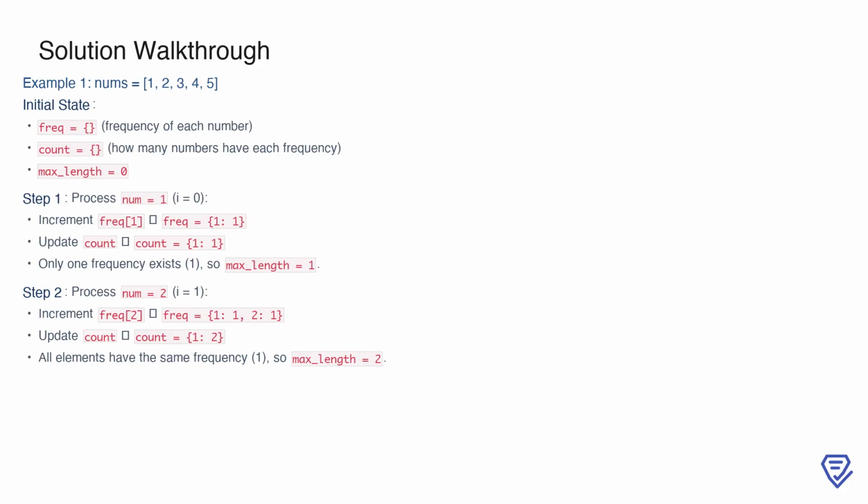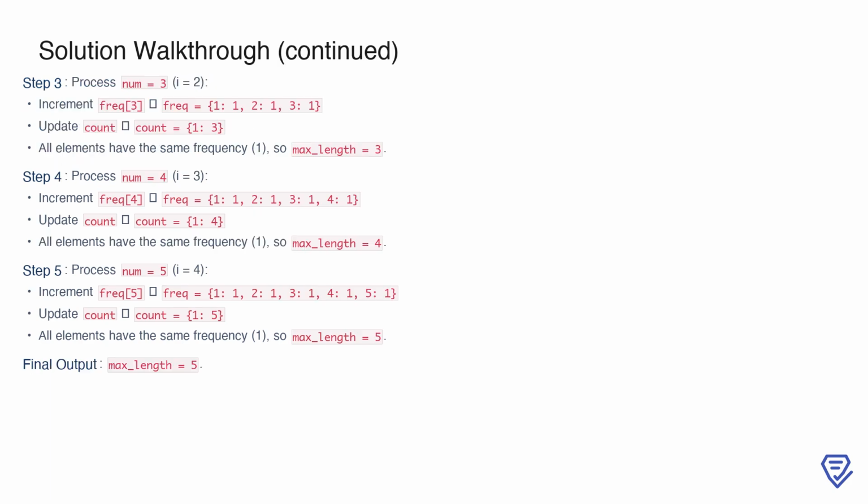Next, for the second number, 2, we increment its frequency in the frequency map, so frequency becomes 1, 1, 2, 1. The count map is updated to show that there are now two numbers with a frequency of 1, resulting in count being 1, 2. Again, all elements have the same frequency of 1, so max_length is updated to 2. For the third number, 3, we increment its frequency, so frequency becomes 1, 1, 2, 1, 3, 1. We then update the count map, which now shows three numbers with a frequency of 1, making count equal to 1, 3. Since all elements still share the same frequency, max_length is updated to 3.